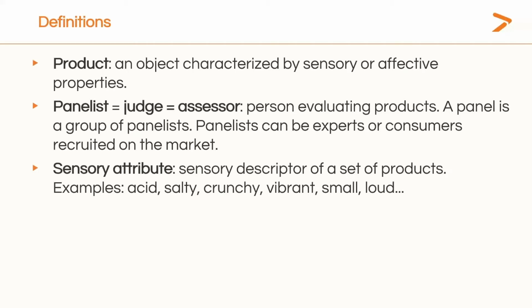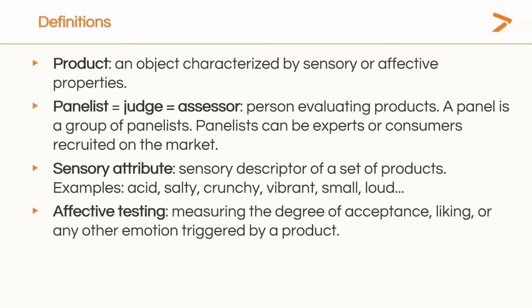What is a sensory attribute? It's a sensory descriptor of a set of products. For instance, in food, acid, salty and crunchy are sensory attributes that are linked to taste. In other industries, you can have vibrant or smooth or loud, which are other sensory attributes. Affective testing is measuring the degree of acceptance or liking or any other emotion triggered by a product. So it can be preference, liking, and other emotions. And as I told you, there are methods which allow linking these measurements.